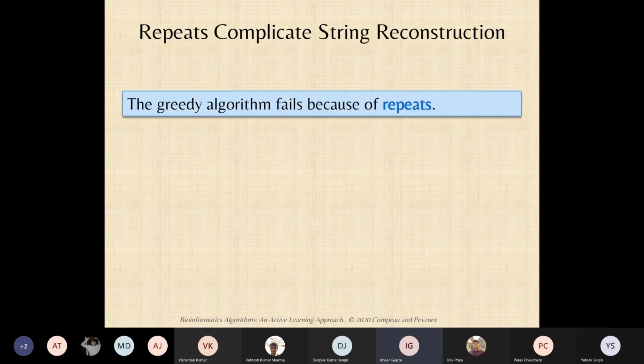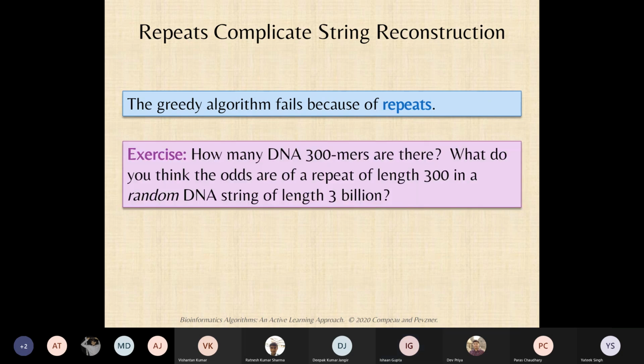So the greedy algorithm essentially fails because of these kinds of repeated overlaps. In this case, the repeat is the k-mer TG coming up multiple times. Again, this is an exercise I asked you to do earlier: how many 300-mer DNA repeats can you expect randomly in a DNA string of length 3 billion? Please take 2 minutes, and it would be great if somebody could tell me the answer.